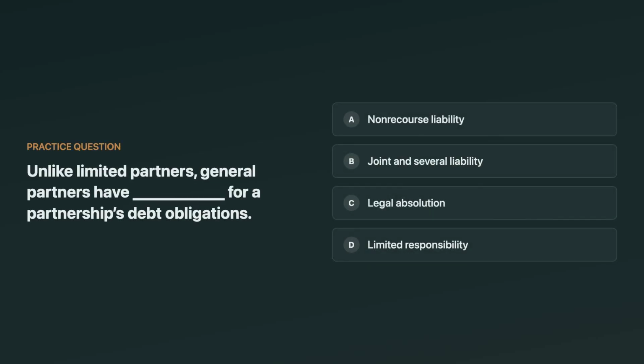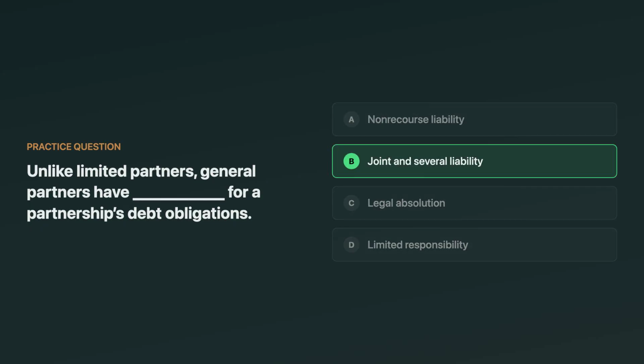Unlike limited partners, general partners have what for a partnership's debt obligations? Think about whether the partner can be personally chased for the debt, and whether a creditor can go after one partner for the whole amount. Which phrase best matches that idea? Think about it.